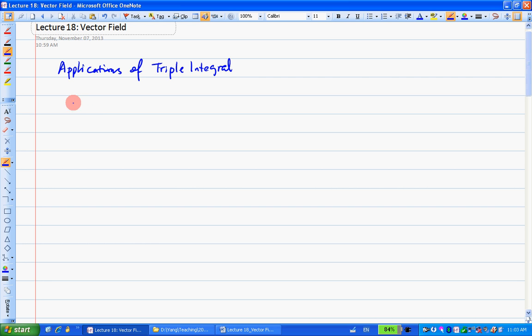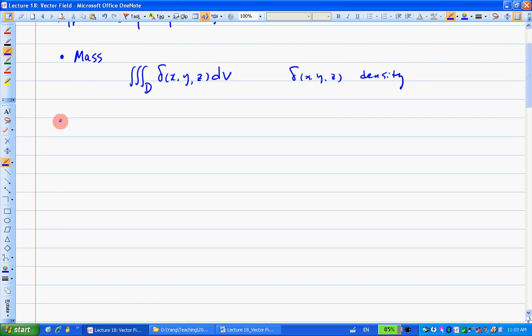So what are the typical applications? We're not going to go into derivations here, but just to refer to double integral, what we have first is calculating the mass. The formula is the triple integral over the solid region D. Basically, we're talking about the mass of solid region D here, and what we're integrating is the density. So this delta here is density. That will give you the mass of this 3D object.